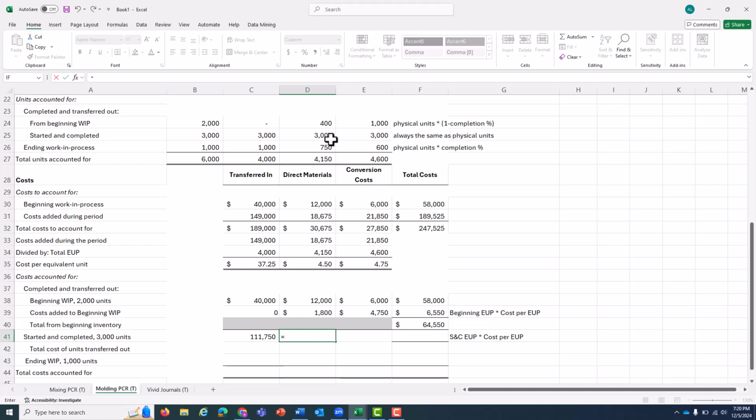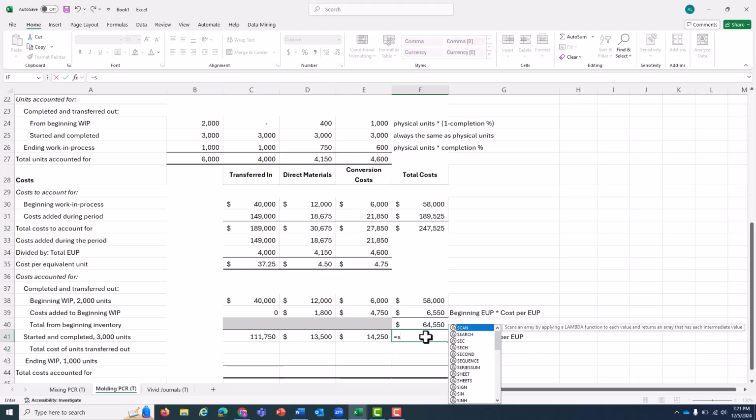We had 3,000 equivalent units in terms of direct materials, and the cost per equivalent unit for direct materials is $4.50. So those 3,000 units that we made all the way cost us $13,500 in material cost to produce. And then lastly, we had 3,000 units that got started and completed. Each one of those would have cost us $4.75 in conversion cost, which means our total conversion cost is $14,250 for the 3,000 units that we started and completed.